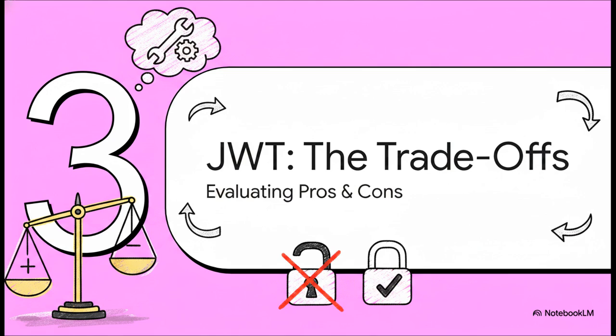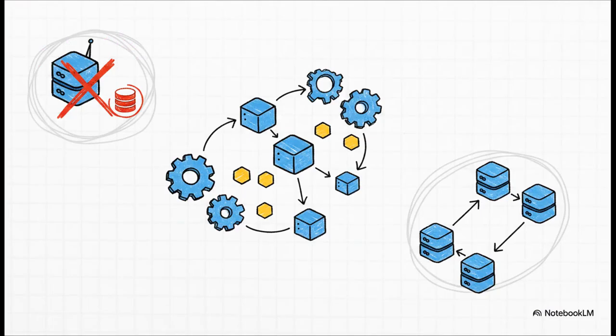It's time to evaluate the pros and cons for your project. Because look, as developers, we know the truth. There is no silver bullet. Every single tool, every architectural choice we make comes with trade-offs. So before you go all in on JWTs for everything, let's have an honest chat about the good, the bad, and the kinda ugly. First, the good stuff.